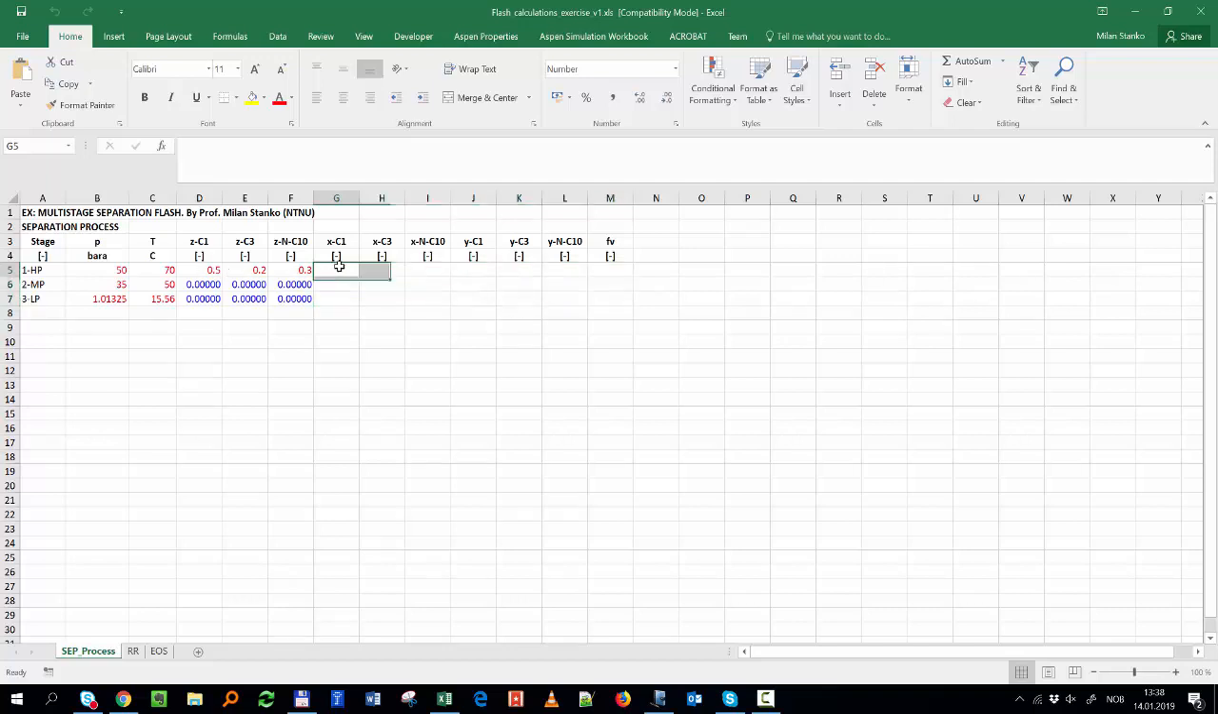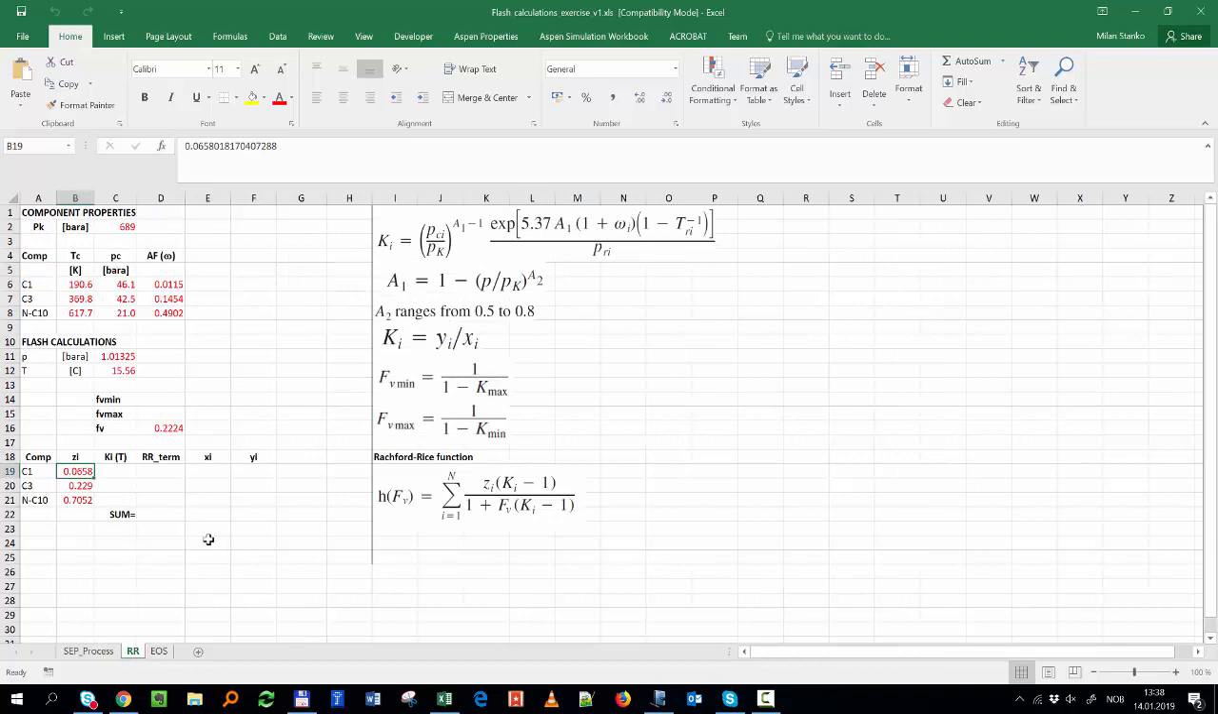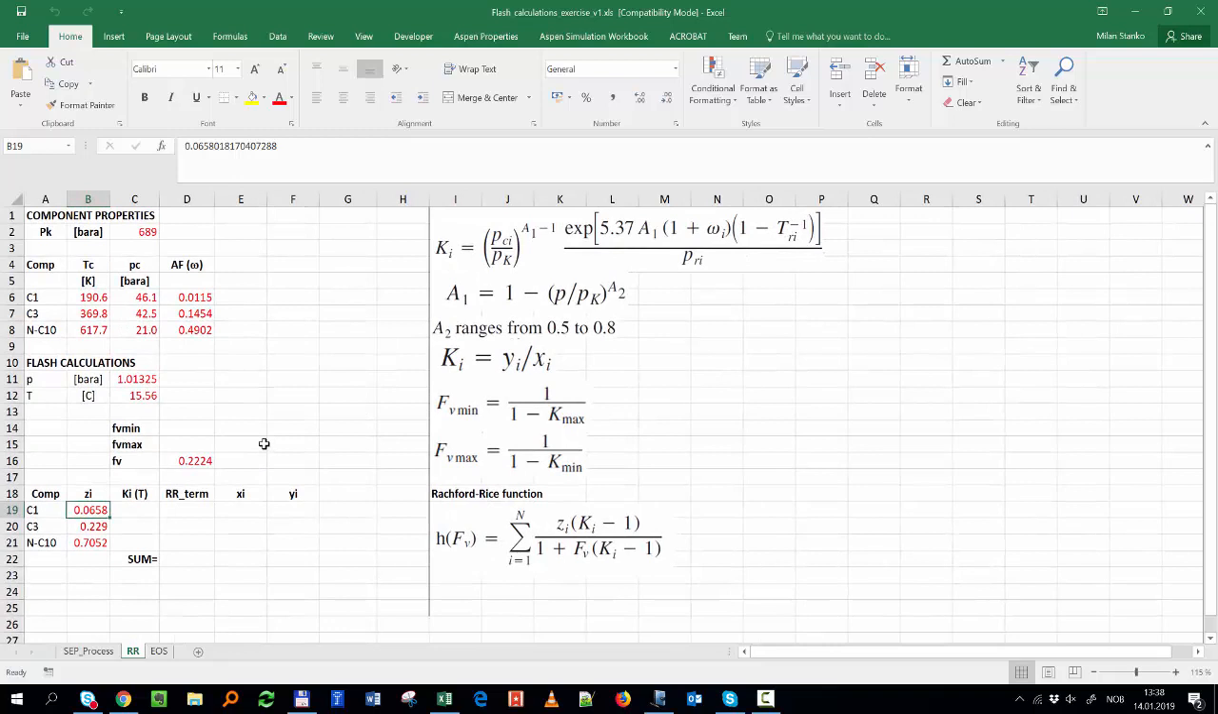And the idea is that you have to find the x and the y for each stage, how much it separates in each stage. So you see here at the bottom you have Rachford Rice behavior. First remember what we need for this Rachford Rice function: zi, xi, what we have deduced so far. So we need this K.